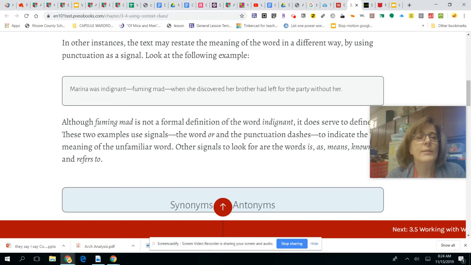Let's look for another example. Marina was indignant, fuming mad, when she discovered her brother had left the party without her. Not very nice. Okay, so the unknown word in this case is indignant, and notice that the dashes actually provide a brief definition of what that unknown term is. Fuming mad, extremely angry. All right.